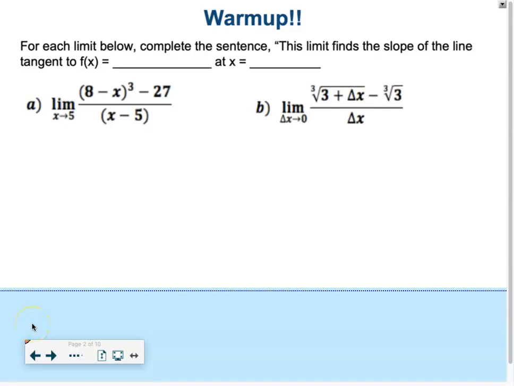So this is our warm-up. Let me turn my camera around so the mic works better. Okay.